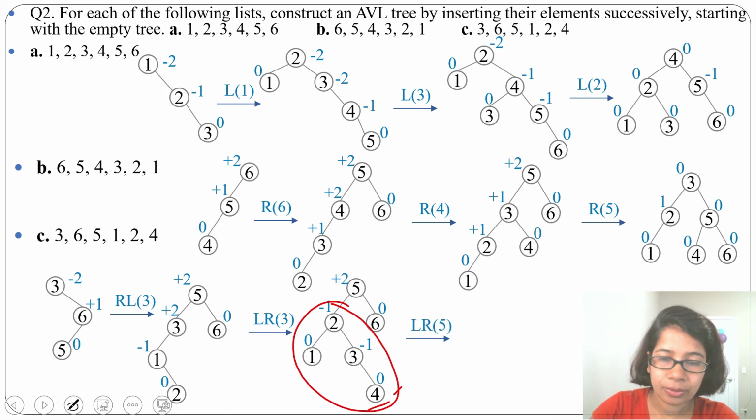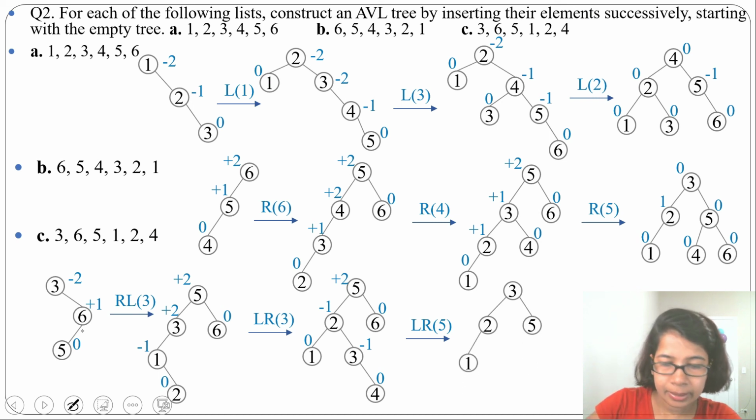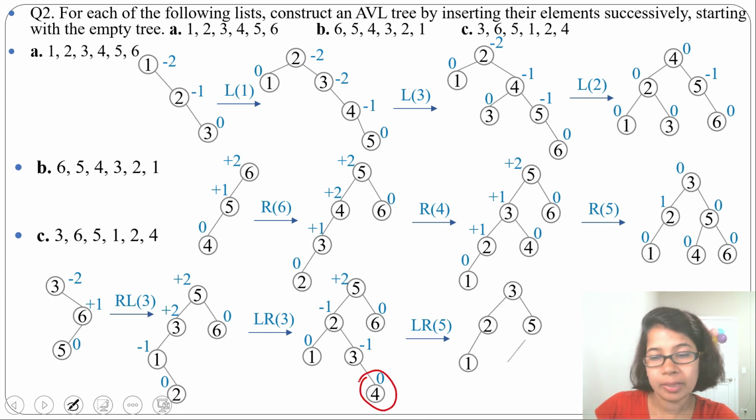After LR rotation, 5's immediate left child is 2, and 2's immediate right child is 3. So this 3 will be the new parent and 2 will be its left child, 5 will be its right child. Again 2's left child will be 1. And this 4 was previously in the left subtree. Now this 4 will be in the right subtree. 4 will be the left child of 5, and 6 will be the right child of 5.